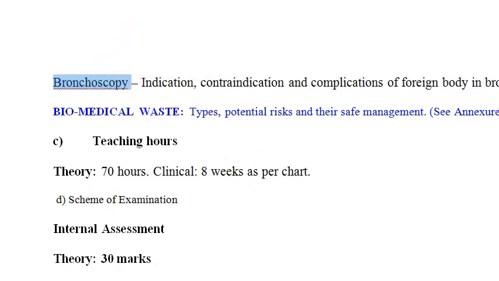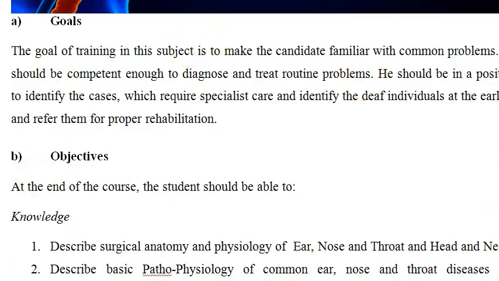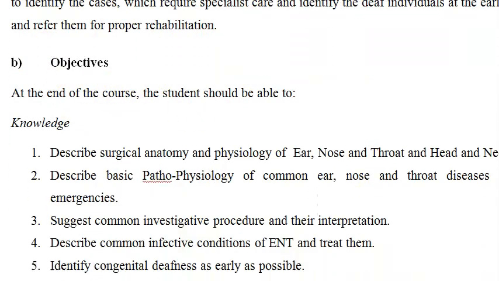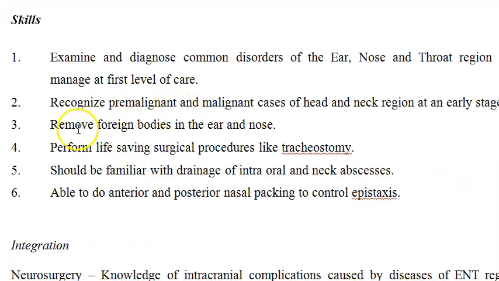So let us look at the skills that are expected to know. Now let's look at the goals of this ENT and let's look at the skills they expect you to know. Goals. You can read the goal here. Coming to the skills, basically skills. Let's look at the skills here. You should know how to remove foreign body. You should know life-saving procedure like tracheostomy. You should be able to drain intra-oral and neck abscess. You should know how to control epistaxis with anterior and posterior nasal packing.